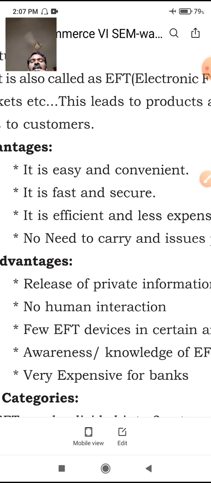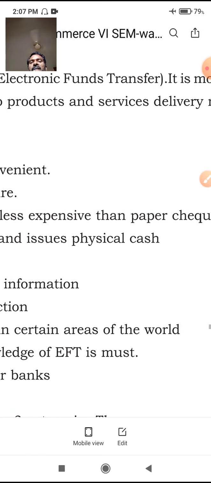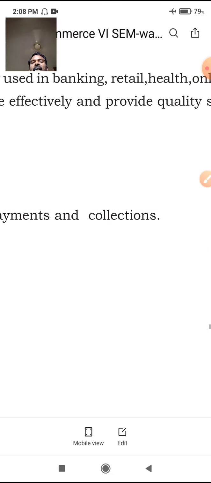So in the physical example, it is a very lengthy process, but with the help of EFT applications, in a fraction of a second you can transfer the money from your side to the supermarket owner. The supermarket organization will receive the money and give the receipt to you also. That's why it is a very fast and secure mechanism, commonly used in the present-day market. Next, it is efficient and less expensive than paper check payments and collections.